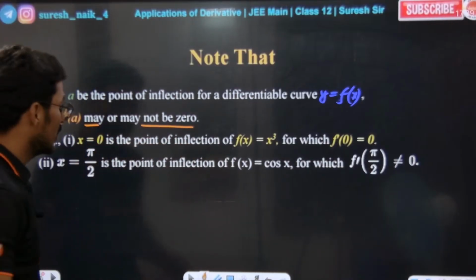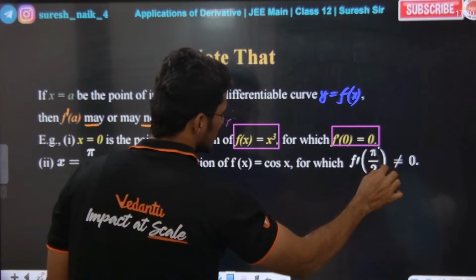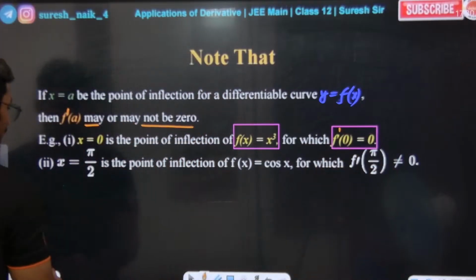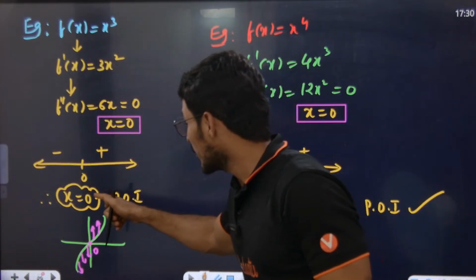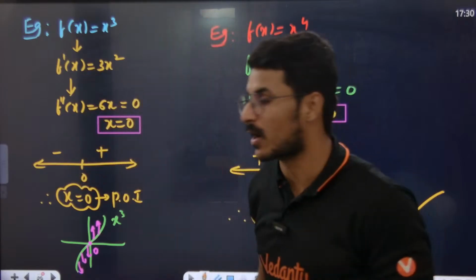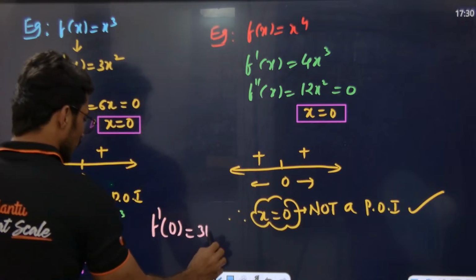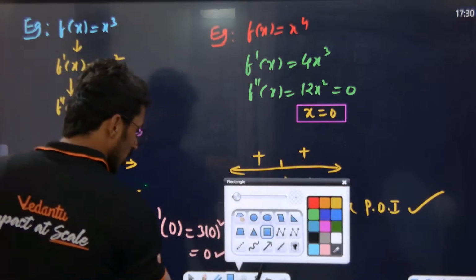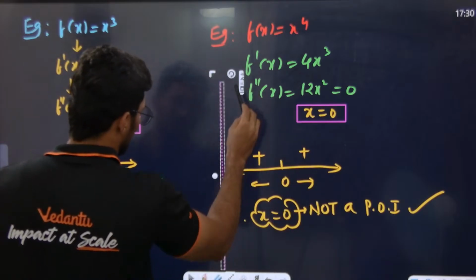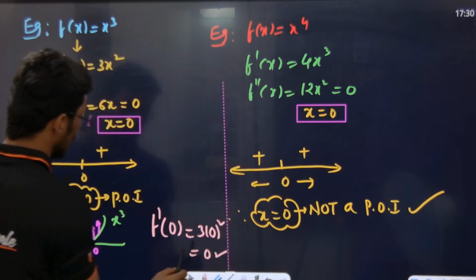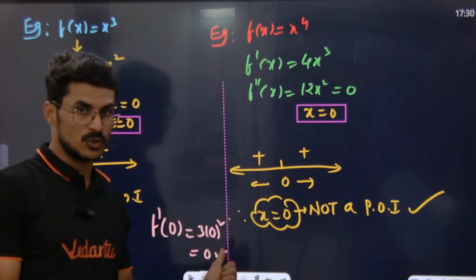What is this f dash of a I am saying? For example, if x is equal to 0 is a point of inflection for x cube, then f dash of 0 is equal to 0. If we compute f dash of 0, we get 3 into 0 square, which is 0. Yes, but not always, he is saying may or may not be. Are you getting the point? So if x is equal to 0 is the point of inflection, then f dash of 0 may or may not be 0.